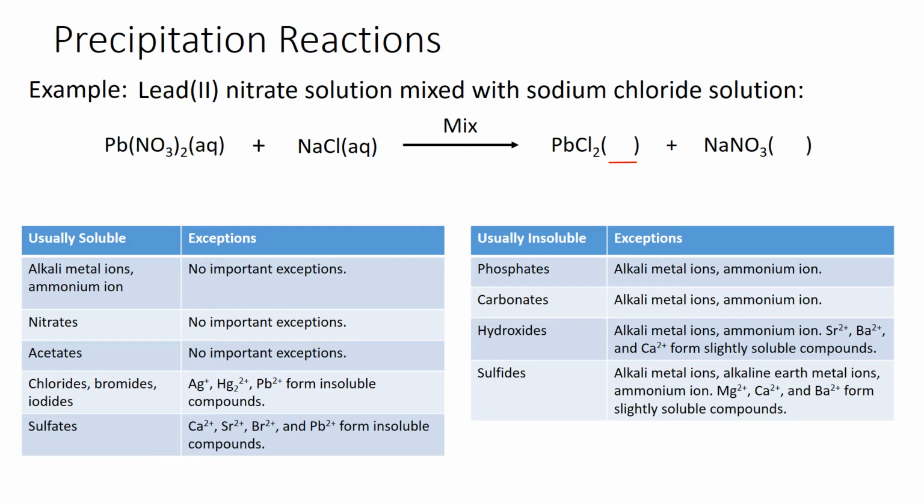Lead-2 chloride. There's no rule for lead-2. I had to use the chloride rule. And I look, find chloride, look at the exceptions. There's lead-2. So that means it's insoluble, which means a solid forms, which means I write an S. And then sodium nitrate, I got two rules telling me that it's going to be soluble all the time. So that solid we saw form in that picture in the first slide of this, that tells us that that was the lead-2 chloride.